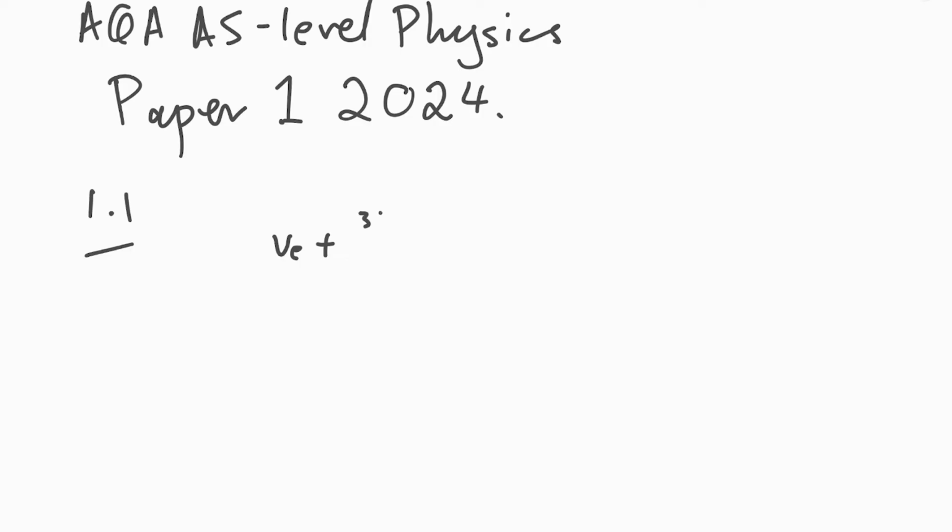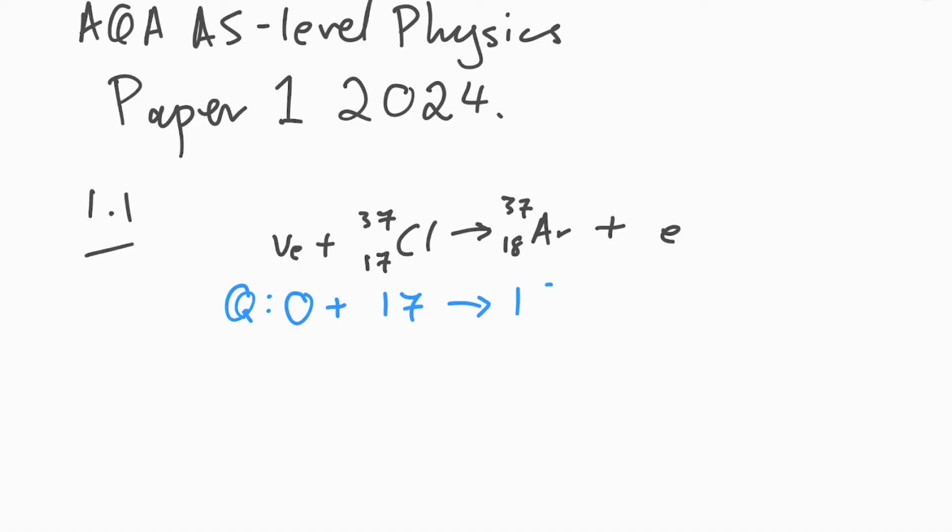Question 1.1. Okay, so we have this chlorine nucleus, just the nucleus, turning into this nucleus, and then an electron as well. So why does it have to be an electron emitted? Well, let's have a look at charge. The chlorine nucleus is just a nucleus, so it's just the protons that are going to have charge. So that's 17, and then that goes to 18. So therefore we must have a -1 there.